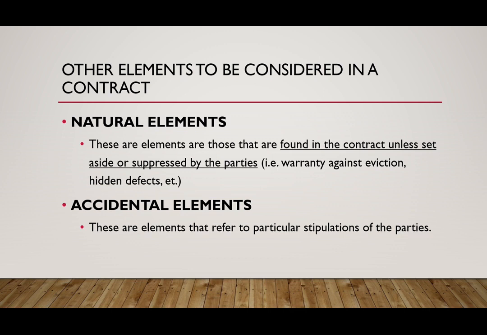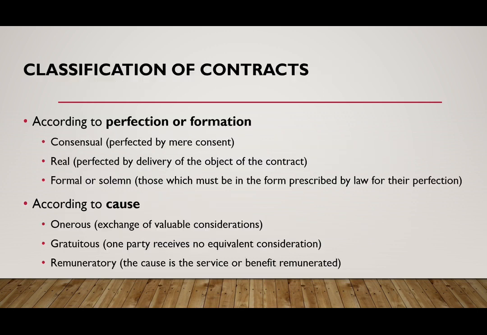Next is accidental elements. Ano to? These are elements that refer to a particular stipulations of the parties. So basically, nandyan yan siya kasi yung parties na mismo ang naglagay sa kanya. Simple lang, di ba? Now, punta na tayo sa classifications of contracts. Ito, marami to.